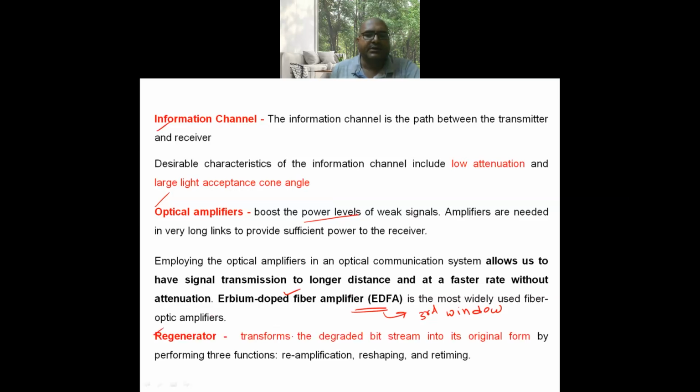Regenerator transforms the degraded bit stream into its original form by performing operations like reamplification, reshaping and retiming. At the time of transmission, this will be the transmitted signal, and after traveling some distance, the signal gets degraded. That can be taken care of by the regenerator.